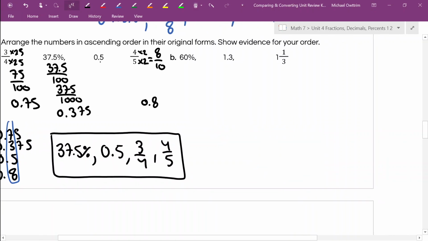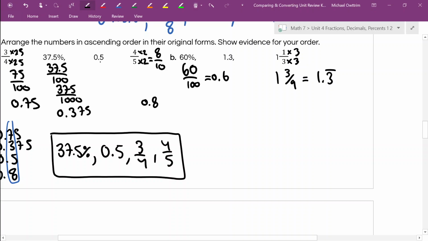In question B, we've got 60%, 1.3, and 1 1/3. With my 1/3, I'm going to multiply that by 3 to make a 9 on the bottom. That makes 1 3/9, which is 1.3 repeating. 3/9 is a repeating decimal, the 9 on the bottom. So we got our 3 repeating on top there. 60% is 60 out of 100, which is 0.6.